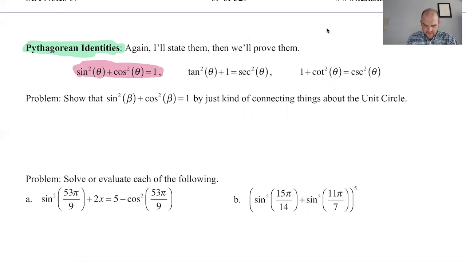Now, the other ones are a little less common, but we're going to use them all the time. Tan squared plus 1 equals secant squared. For sure that is going to be true. And then 1 plus cotan squared equals cosecant squared, which if you look at it is really similar, right?